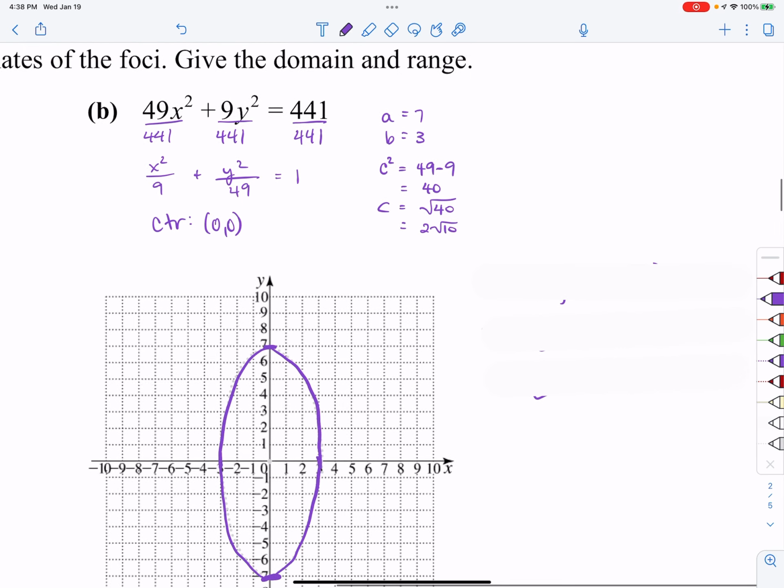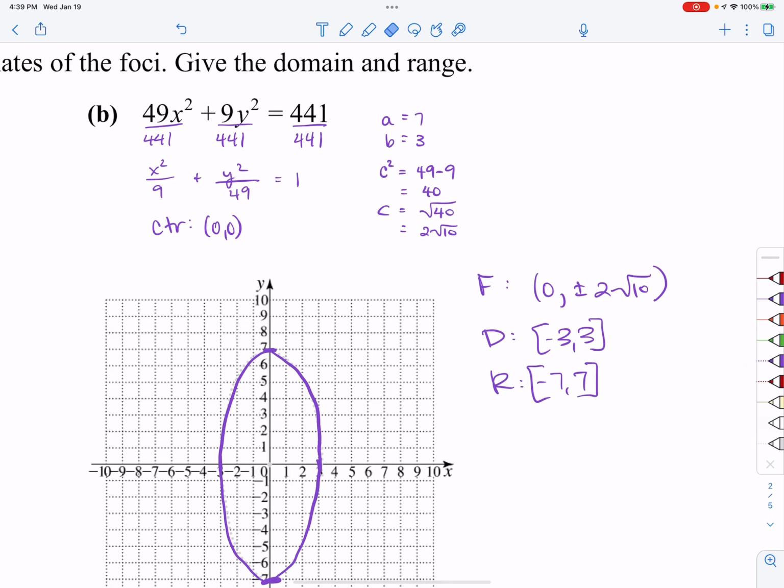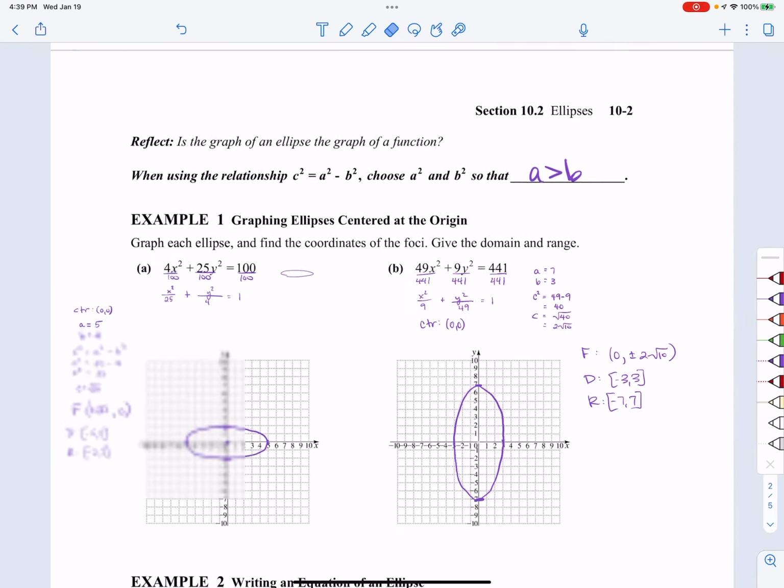All right, so then let's go ahead and get our focus points. So we're going to use that c value. This time my focus is going to be up and down from the center. So that's going to be at 0, positive 2 root 10, and 0, negative 2 root 10. My domain goes from -3 to 3, and my range goes from -7 to 7.